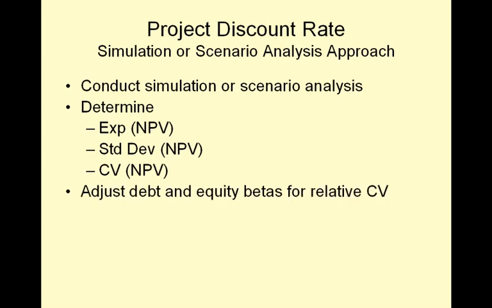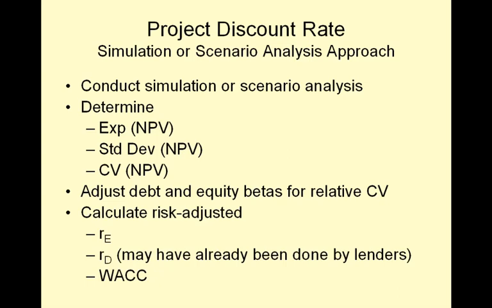Once we have the coefficient of variation of the net present value for the proposed project, we can use it to adjust the debt and equity betas of the firm for the relative risk of the project as reflected by the coefficient of variation. Specifically, we want to calculate a risk-adjusted required return on equity, a risk-adjusted required return on debt, and finally a risk-adjusted weighted average cost of capital. Note that the risk-adjusted required return on debt may have already been determined by the lenders, and they may have given you an interest rate that's already risk-adjusted.